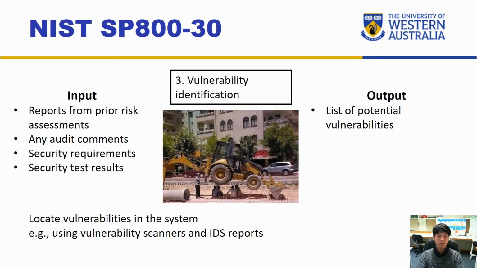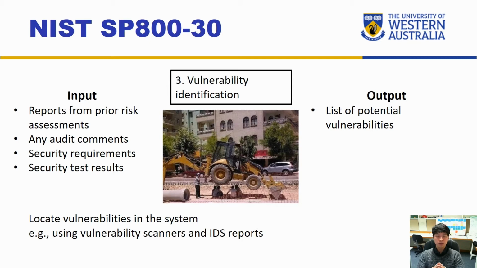So the next step is vulnerability identification. Inputs include things like reports from prior risk assessments, audit comments, security requirements, security test results, and so forth. Basically, at this point, the tasks outlined in the NIST procedure are similar to the ISO one. We try to identify what kind of vulnerabilities are enabling the threats, so that we can mitigate them. As an output of this step, we're going to have a list of potential vulnerabilities.